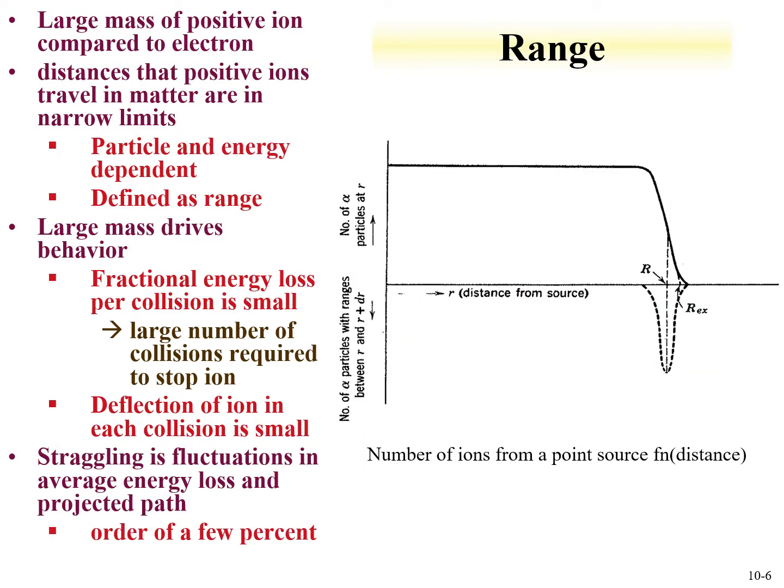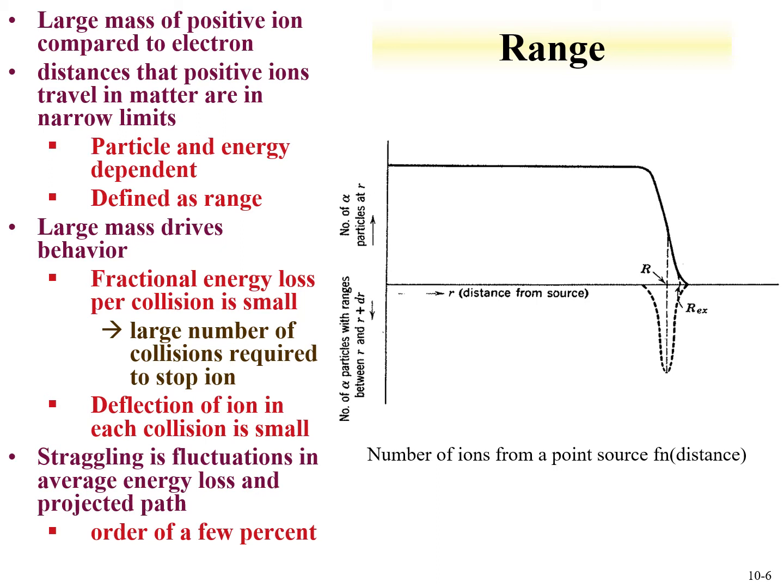The positive ions tend to be much more massive than the electrons. Therefore, they're going to impart a relatively large amount of energy to that electron, causing those secondary ionization events. But you're also going to have something related to a range, shown in the figure here, where the distance that a positive ion travels is within narrow limits. It's dependent upon the particle and the energy. And we define it as range, in other words, range of a particle in material.